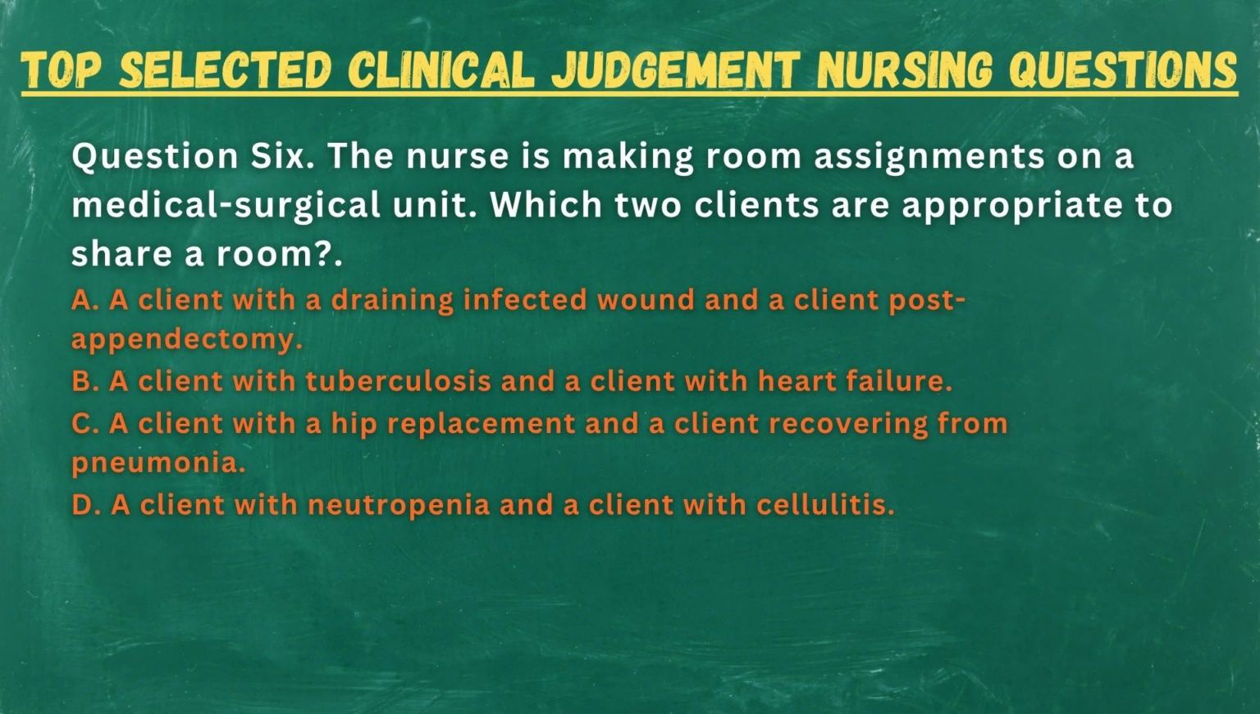Question 6. The nurse is making room assignments on a medical surgical unit. Which 2 clients are appropriate to share a room? A. A client with a draining infected wound and a client post-appendectomy. B. A client with tuberculosis and a client with heart failure. C. A client with a hip replacement and a client recovering from pneumonia. D. A client with neutropenia and a client with cellulitis.